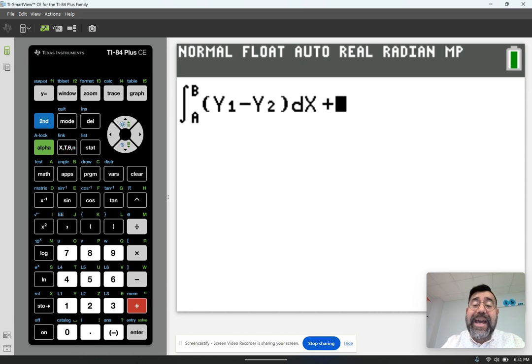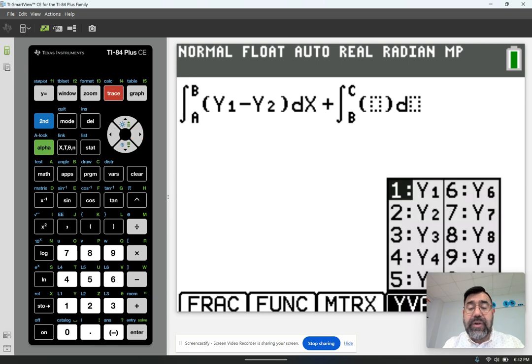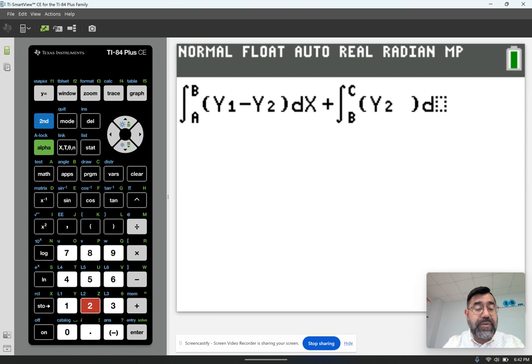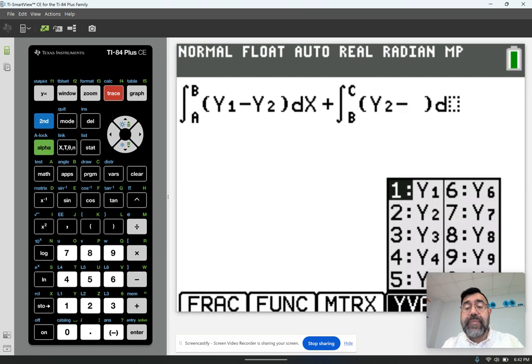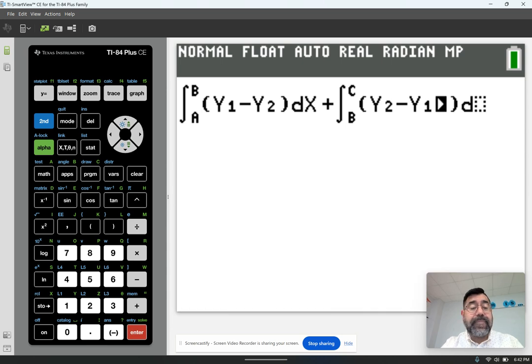But then I'm going to add the next shaded region. So I'm going to do math 9. This time I'm starting at alpha B value, and I'm ending at alpha C value. And my function's flipped. So now I'm going to do the cosine first, which is in y2, minus y1 dx.